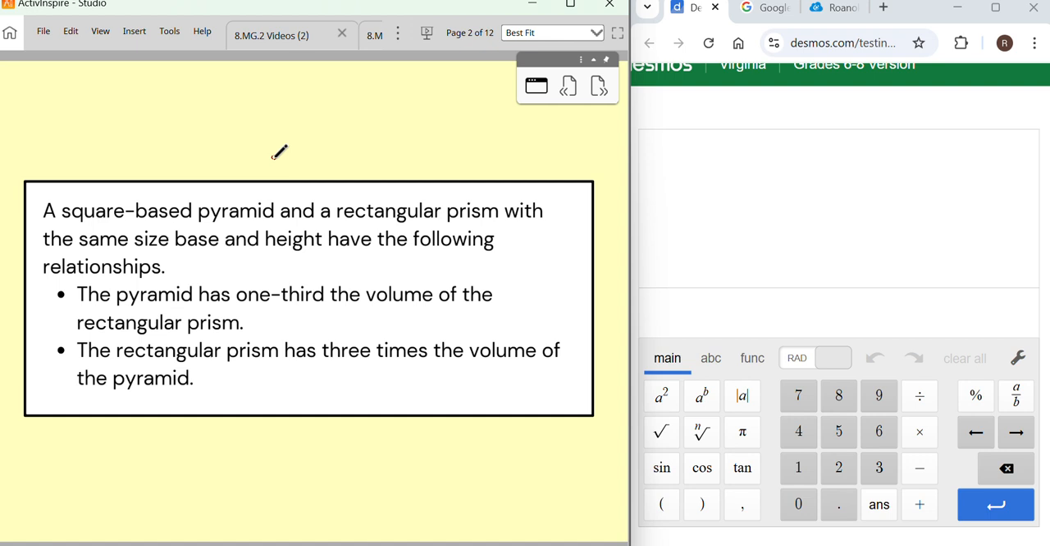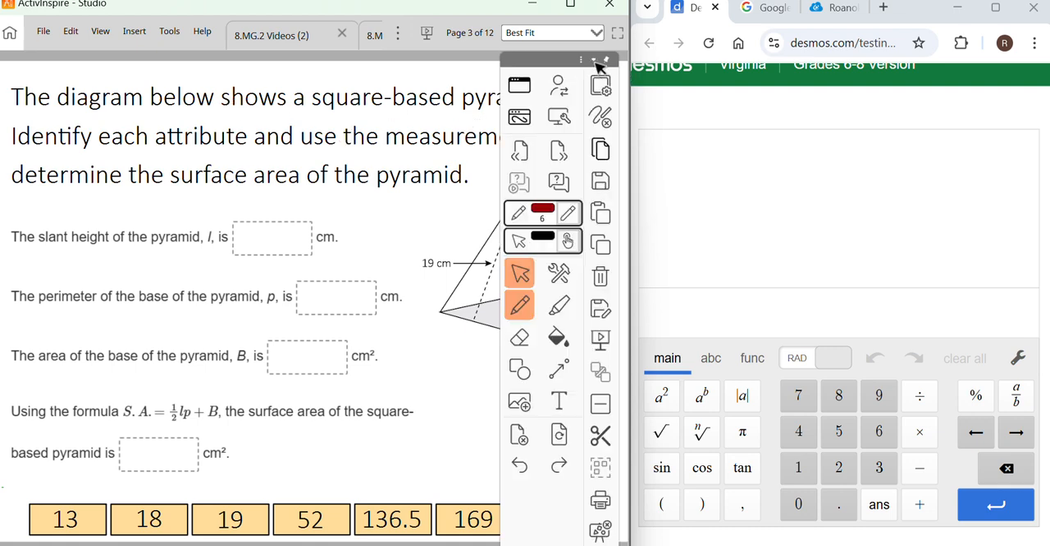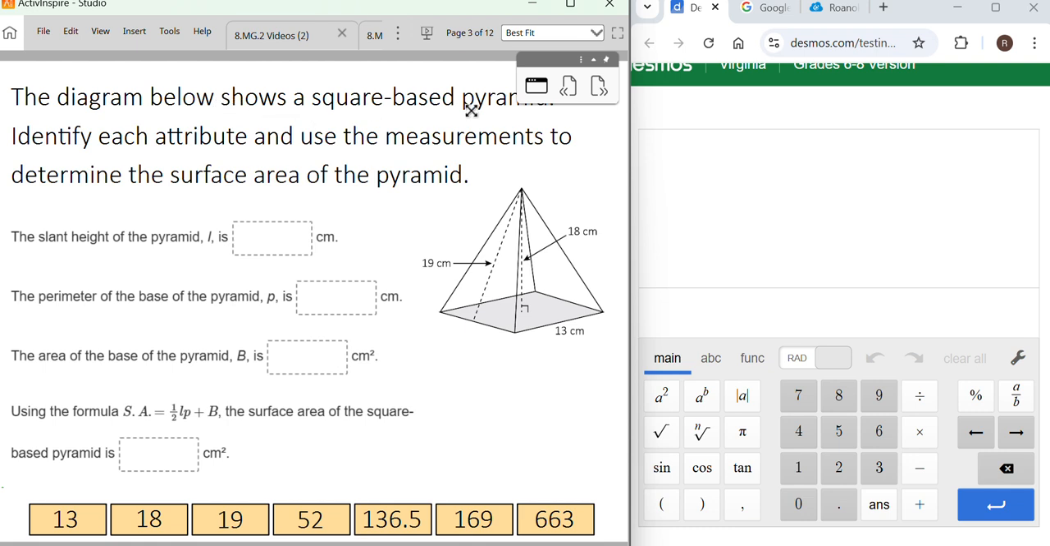Okay, so what you need to understand here is the rectangular prism is larger, and the square-based pyramid, because of those slanted sides, has less room for volume. You can also look at the formulas and see which one is smaller because it has a 1/3 in it. So let's look at this diagram, and we're going to try to label some of the parts. The diagram below shows a square-based pyramid. Identify each attribute. Attribute means parts, and use the measurements to determine the surface area of the pyramid.